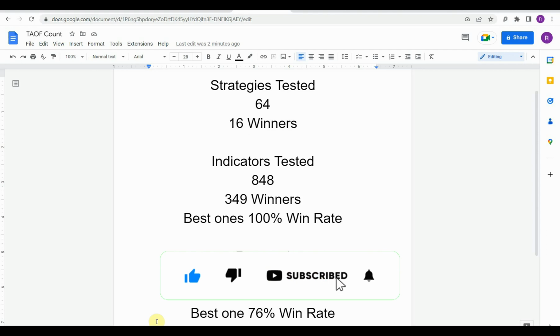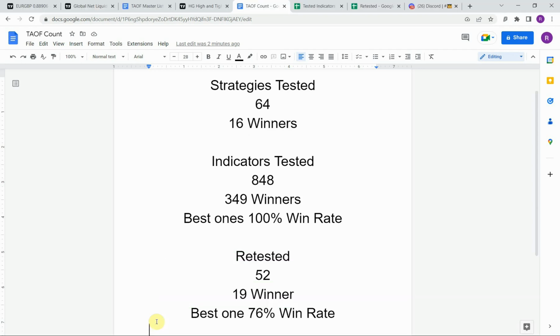We've also retested in the advanced testing 52 of the winning indicators, with 19 of them able to maintain the winning status. The best one, a 76% win rate. Now keep in mind that we test most of these strategies and indicators on the Forex and crypto market, but they can be applied to just about any market and time frame universally.